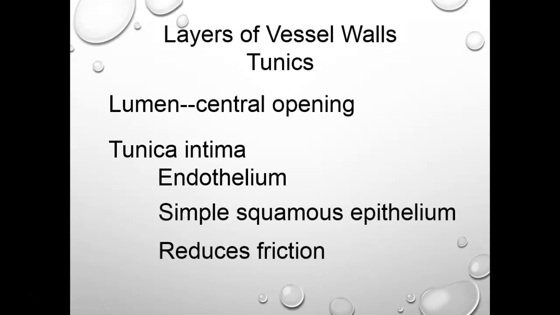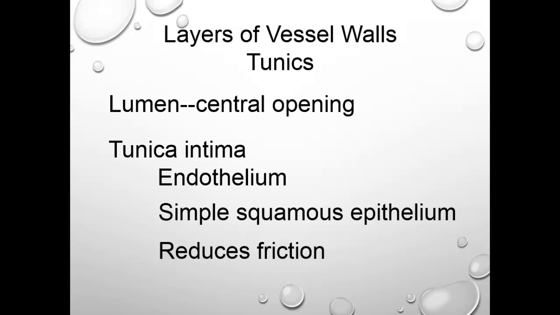All right, so let's look at the layers of the blood vessels, and we call those layers tunic or tunics. Tunics simply means covering. The inside of the blood vessels, the hollow part where the blood flows, is the central opening we call the lumen. As we look at the layers of the wall, we begin with the deepest layer, which is the tunica intima, sometimes called the tunica interna. It has an endothelial layer that is very, very smooth, that's continuous with the endocardium of the heart.